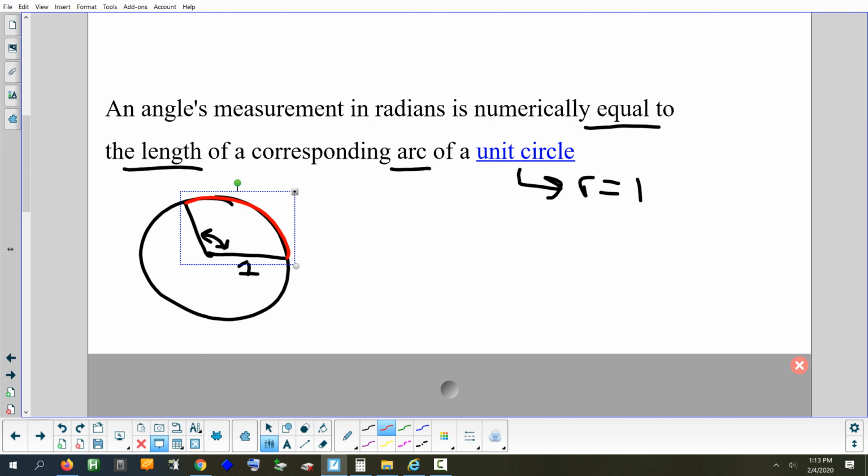If that angle was 2 radians, that arc would be 2 inches. If that angle was 3 radians, that arc would be 3 inches. If it was 5 radians, it would be 5 inches. The measure of the angle in radians is the same as the length of the arc. They're the exact same number. So whatever this number is right here, that tells you how big the angle is, it's exactly the same as this number right here, which tells you how big the arc is. Any question on that idea?